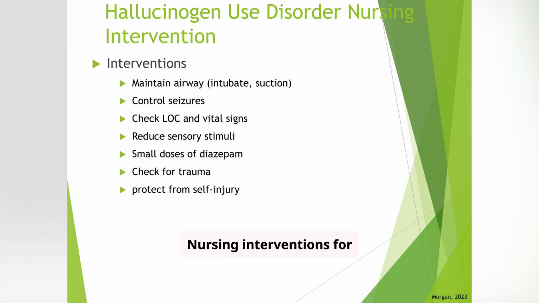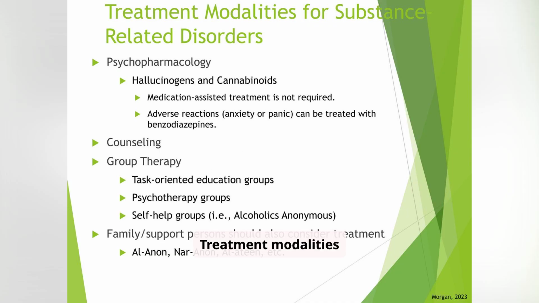Nursing interventions for hallucinogen overdose include maintaining the airway and controlling seizures. Check LOC and reduce sensory stimuli. Small doses of diazepam may be used. Protect from self-injury. Treatment modalities include psychopharmacology and counseling.